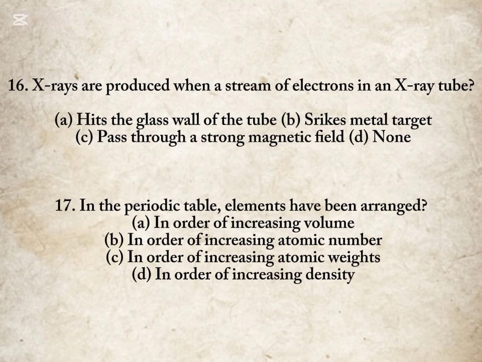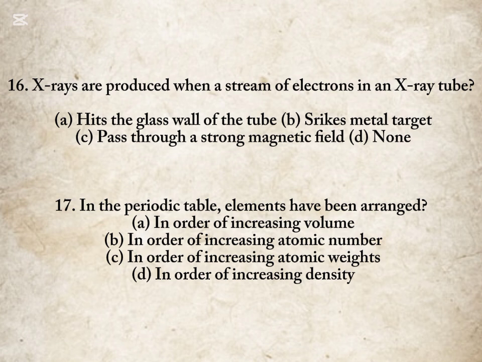16. X-rays are produced when a stream of electrons in an X-ray tube A. hits the glass wall of the tube. B. Strikes metal target. C. Passes through a strong magnetic field. D. None. The correct option is B. Strikes metal target.